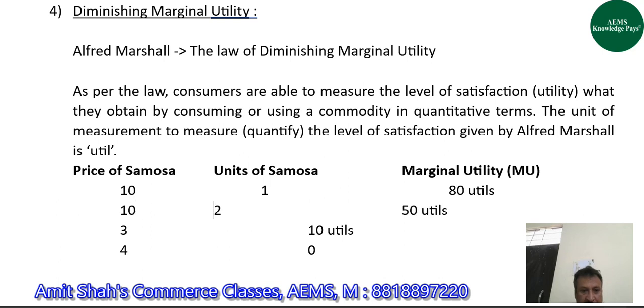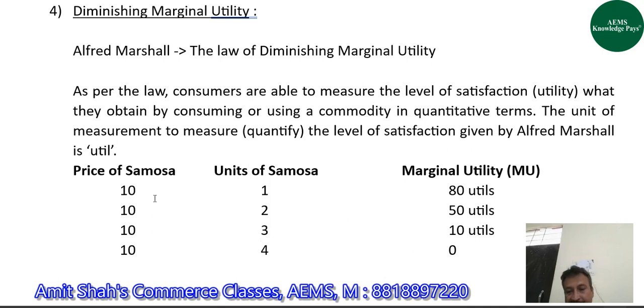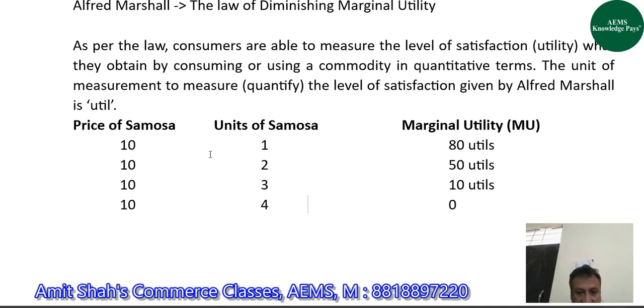Let's say the price of a samosa is rupees 10. A consumer is very hungry and he wants to satisfy his hunger only with samosas. So he went to a shop and started consuming samosa. For the first samosa, he paid rupees 10 and got satisfaction of 80 utiles. He again purchased a second samosa, paid 10 rupees, and this time got 50 utiles. Now, by consuming these two samosas, he understood that every successive samosa will give him lesser satisfaction. Yes or no?